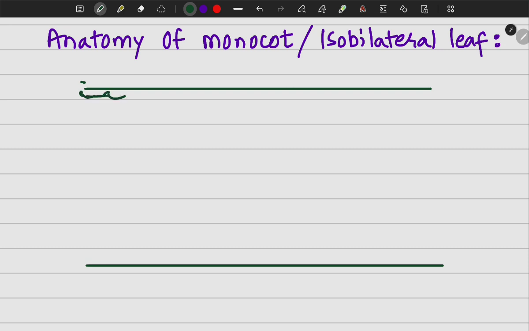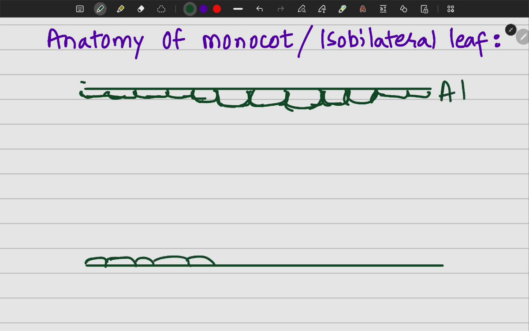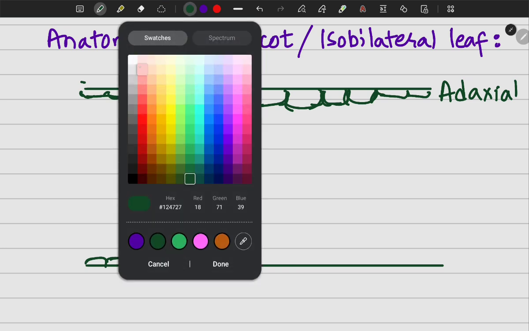This will be epidermis, adaxial. Now I will draw some of the cells as large cells, because these are a special type of cells which we will study later. So this is adaxial epidermis and this one is abaxial. I'll have to make space for the stomata.